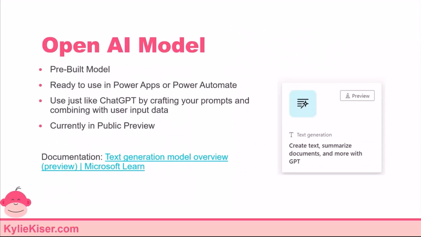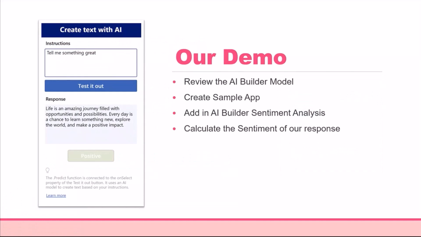Now in preview, there is an OpenAI model. It's this text generation model, and that will let us use basically ChatGPT in Power Apps or Power Automate. You still want to remember crafting prompts and a lot of the things that we've been talking about in the other sessions today. But then you can either get data from a user and put it in this model or take data from this model and send it out. So quickly, what we're going to do in the demo is I'm just going to pull up the model in AI Builder.